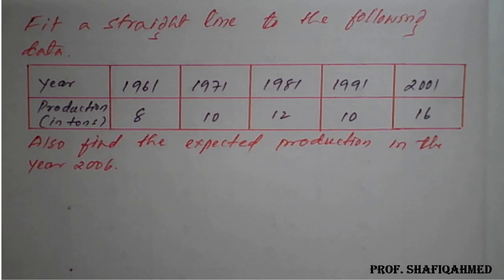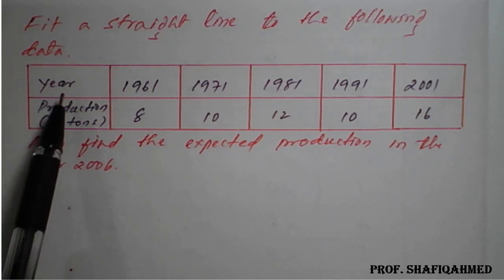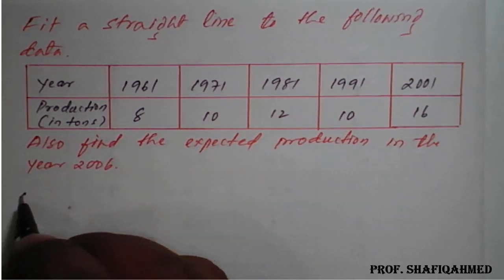See here what happens. For the given year and production, year will be considered as the x value and production will be considered as y. So year and production are respectively represented by the variables x and y. We shall fit the straight line in the form y is equal to a plus bx. Okay, so solution.